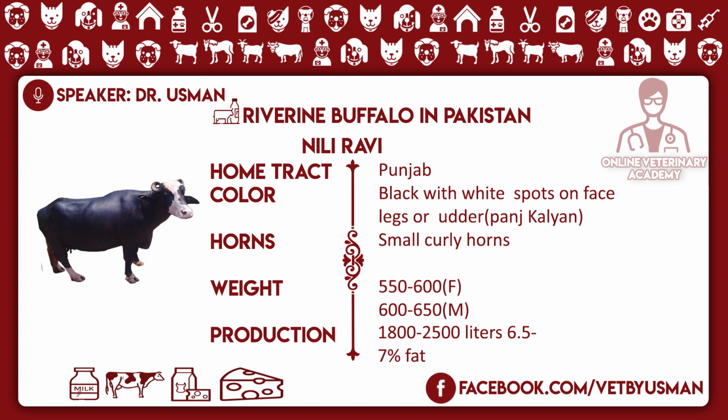Their horns are small and curly. Their weight is approximately 600 kilograms in females and about 650 in males. Regarding their production, they give 1800 to 2500 liters in a lactation with 6.5 to 7% fat. Among the riverine buffaloes, Neeli Ravi have the highest fat percentage in their milk.